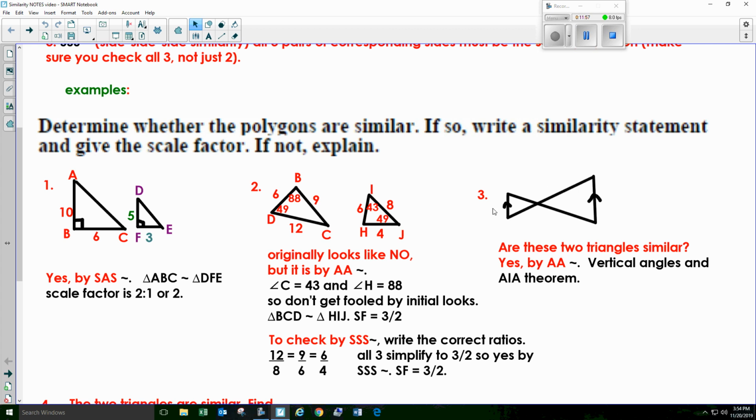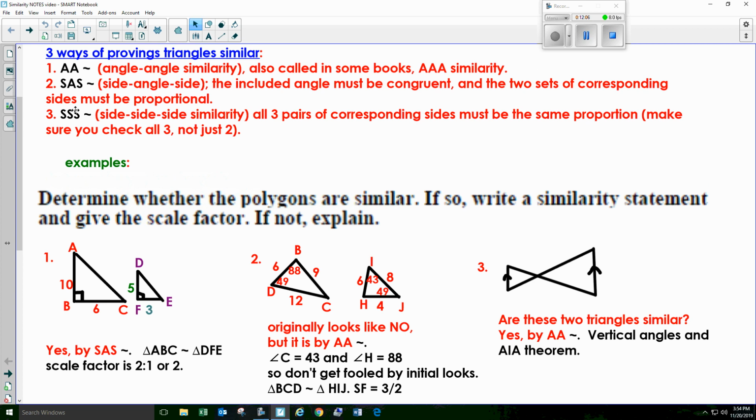Notice there's not a single angle marked here or side length, and they can still ask you if they're similar. I couldn't check side lengths, so obviously I can't do SSS or SAS because I have nothing to know about their side lengths. So the only way I could check it is to see if it's AA similarity. Well, I should know that vertical angles are congruent. Here I have parallel lines cut by a transversal. What did I say was the first one of the 3 or 4 you should be looking at? AIA, the alternate interior angles theorem. So these 2 are congruent. So we already have the AA and we're done.